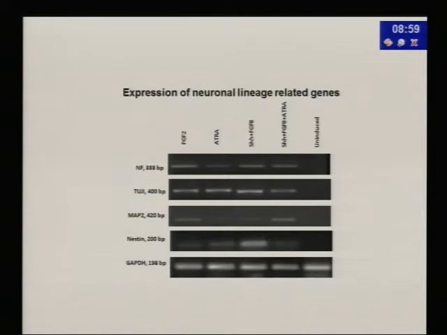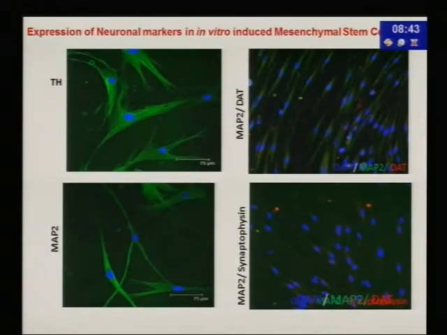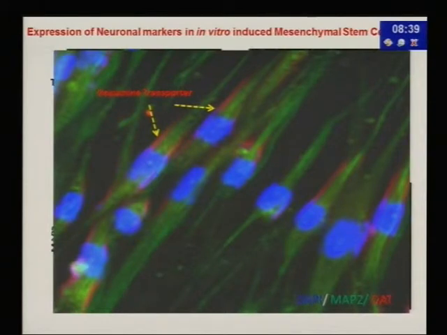At the gene level also, they are changing their genotypic profile in terms of all the markers of neurons. These are the panel of markers here. I'll not go into the detail. And at the protein level, this is beta-3 tubulin and TH. The green color shows that these stem cells are accumulating neuronal markers. In terms of TH positivity, we can see that some of the cells also acquired DAT, that is dopamine transporter, the red one, and they are turning into dopaminergic neurons.